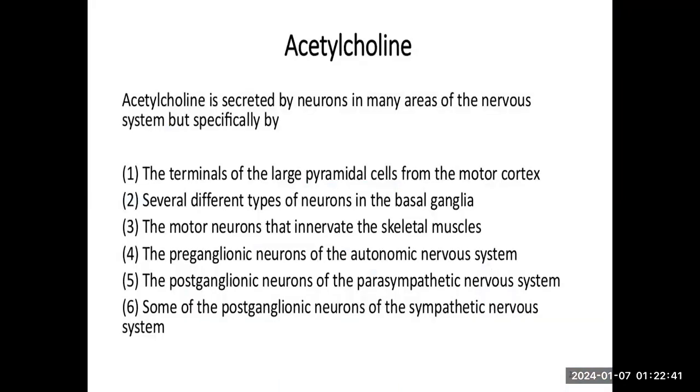Acetylcholine is secreted by neurons in many areas of the nervous system, specifically by the terminals of the large pyramidal cells from the motor cortex, several different types of neurons in the basal ganglia, the motor neurons that innervate the skeletal muscles, the preganglionic neurons of the autonomic nervous system, the postganglionic neurons of the parasympathetic nervous system, and some of the postganglionic neurons of the sympathetic nervous system.